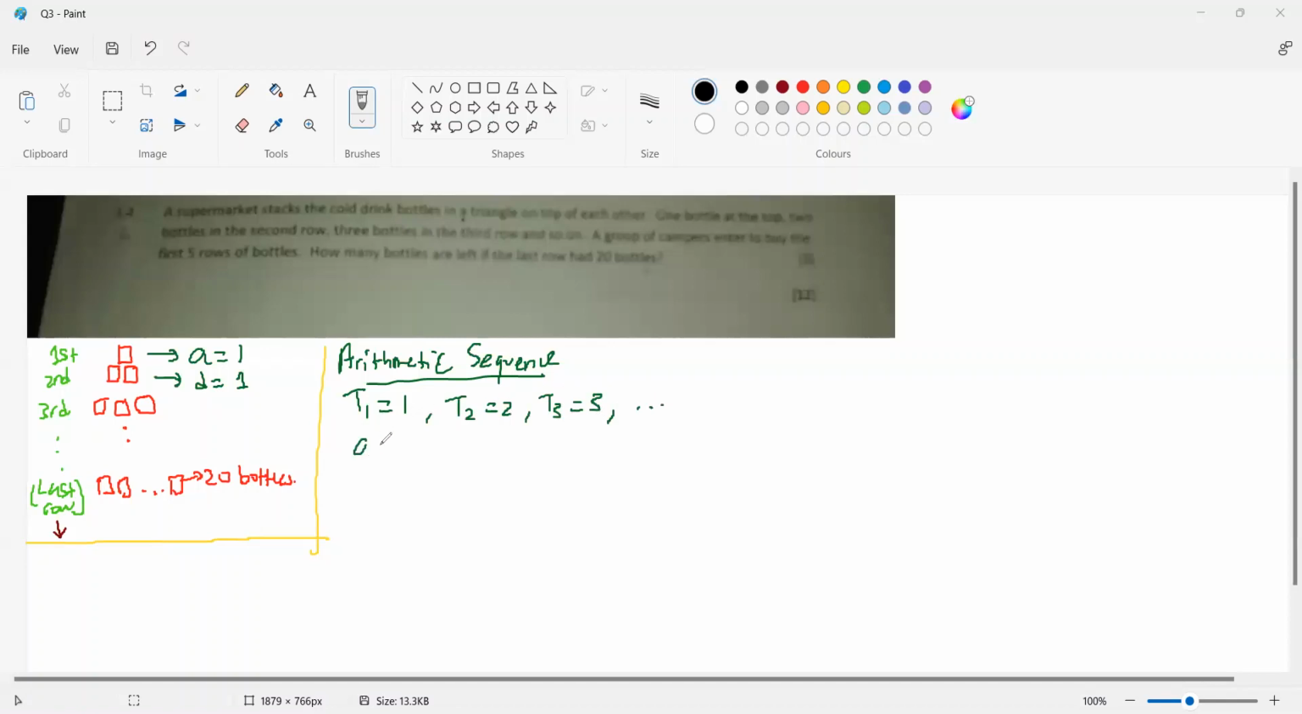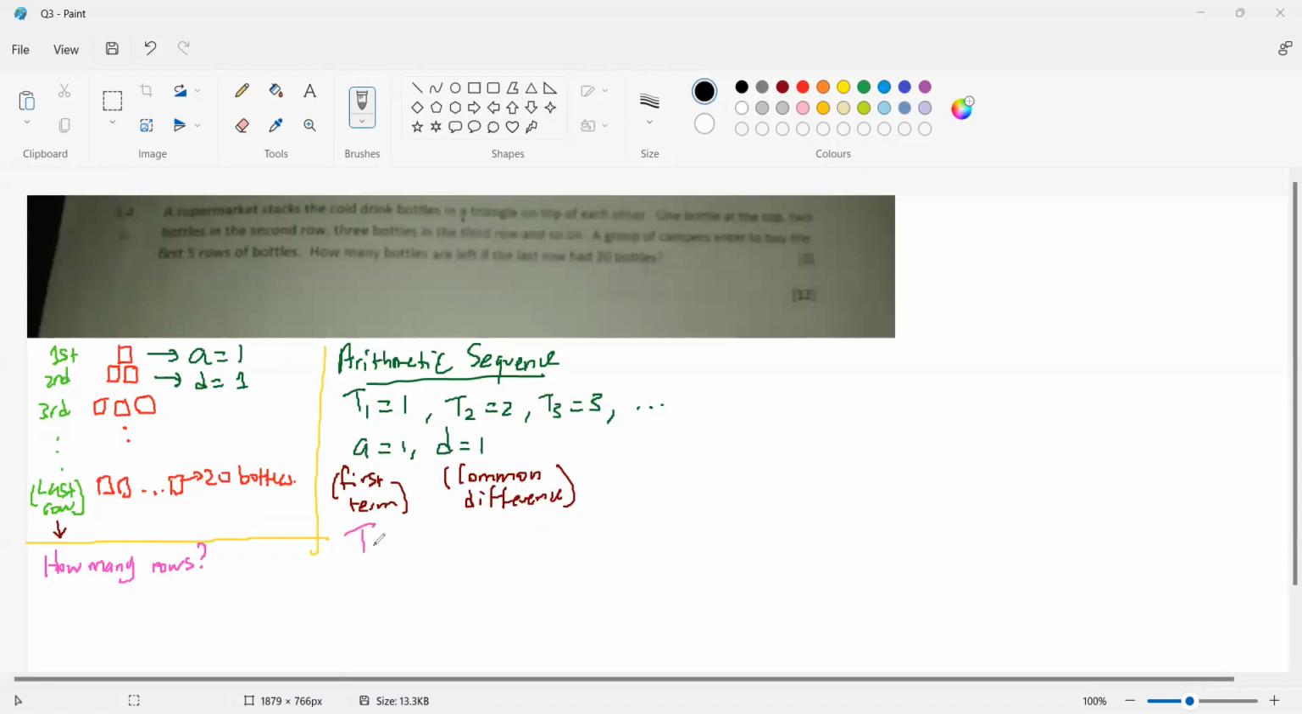So now we know already, A is 1, D is 1. The arithmetic sequence has 2 parameters. The first term, A, is always denoting the first term, and D is the common difference. Please take note: first term, common difference. Common means it's the same difference from one term to the next. Now let's use a suitable formula for the last row to determine how many rows there are. That's the reason why we want to determine that.